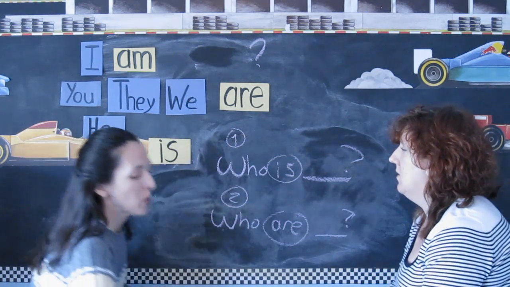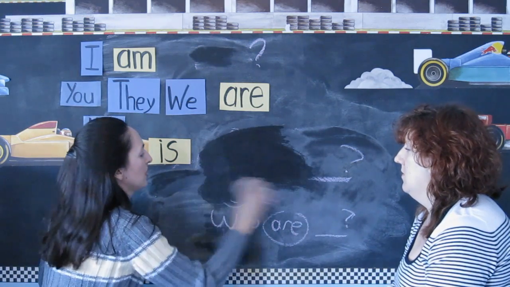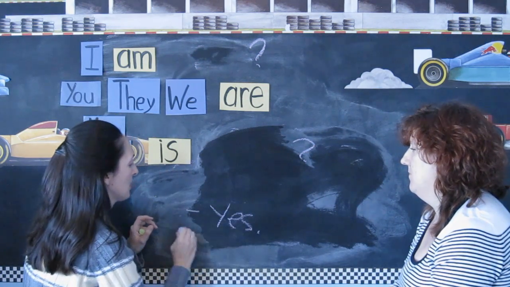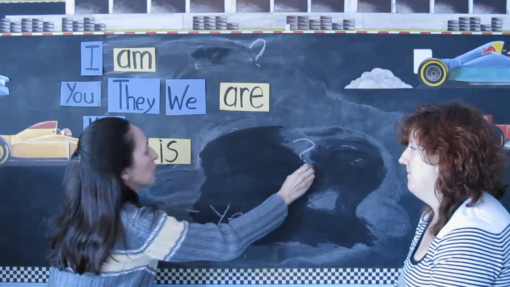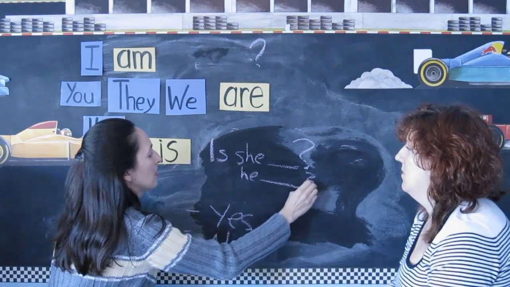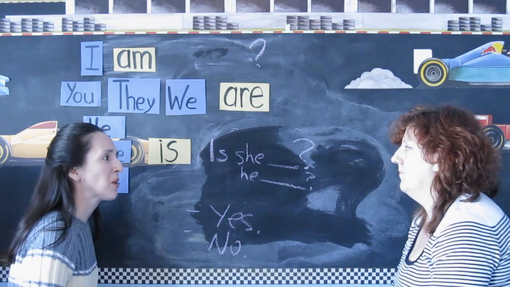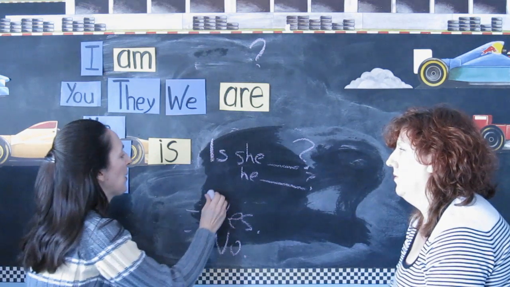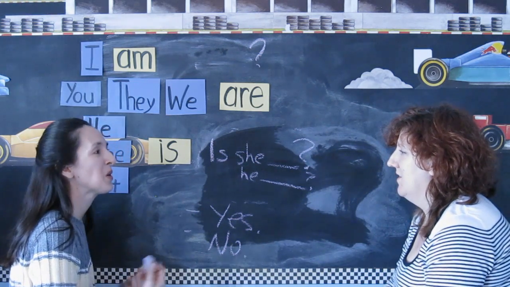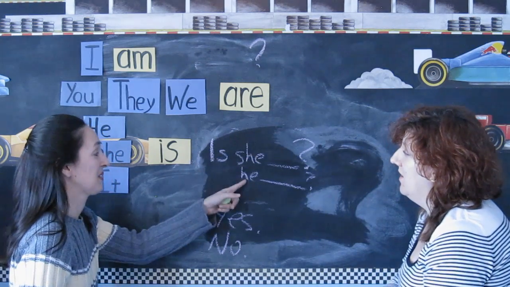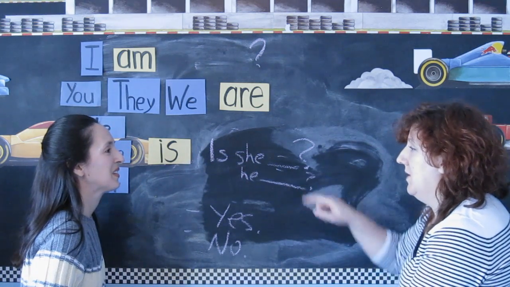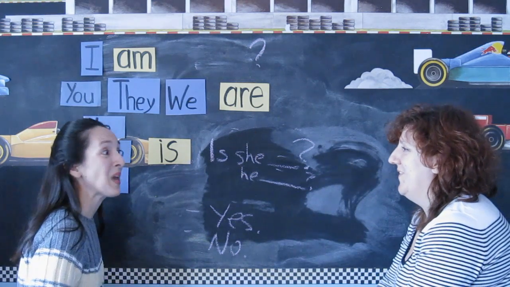We can also ask questions where the answer is going to be yes or no. So one question could be, is she or is he? Let's talk about Brad Pitt. Is he a politician? No. We'll talk about Hillary Clinton. Is she an actor? No. Can you ask me a question about Putin? Is he the president? No. Maybe, soon, again.